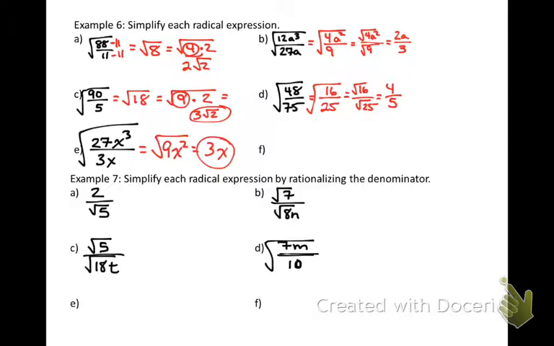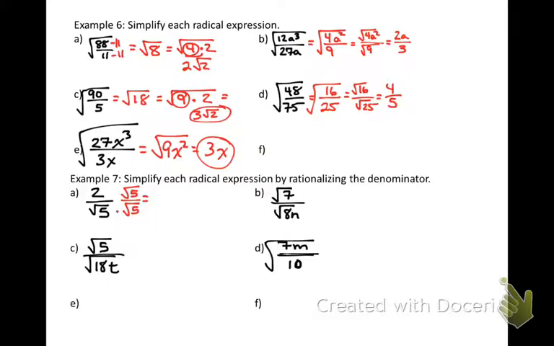Now it's a little different. We have square roots on the bottom that are not perfect squares, so I'm going to turn them into perfect squares. So what do I need to multiply 5 by to make it a perfect square? Well, for that one, I'd say 5. So I'm going to multiply both the top and the bottom by square root of 5. And I'll show you what I mean by that.